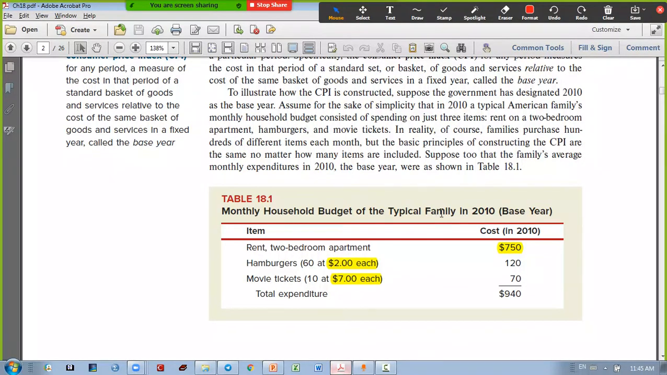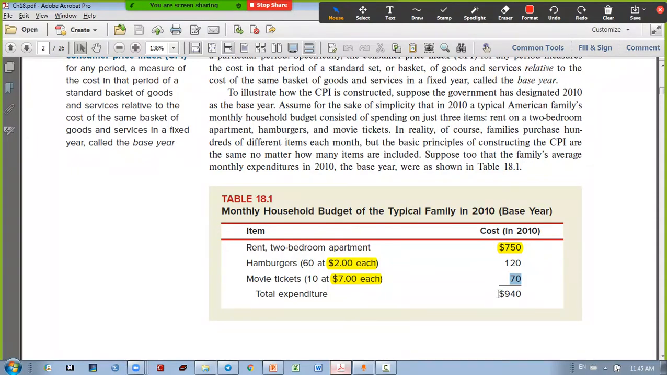This typical household spends each month on the rent of a 2-bedroom apartment 750. They buy 60 burgers every month, the price is $2 each, so that is the total payment for burgers. And they go to see a movie 10 times per month, and every time they buy a ticket at $7. That is the amount they pay for movies per month.